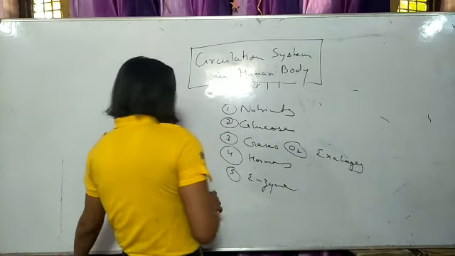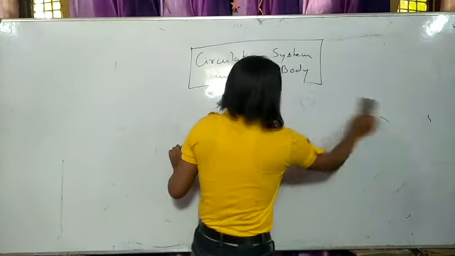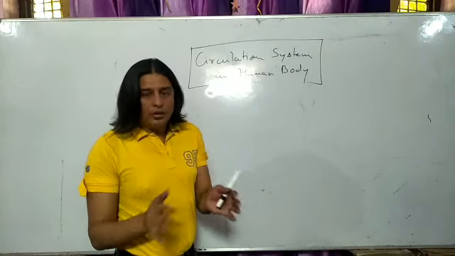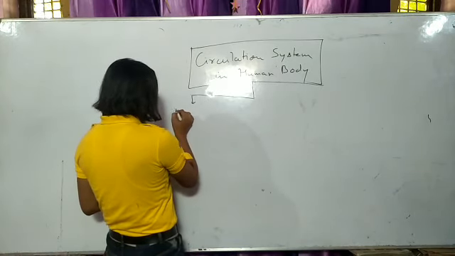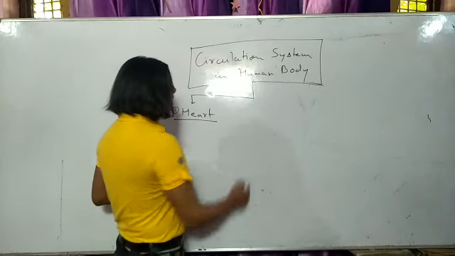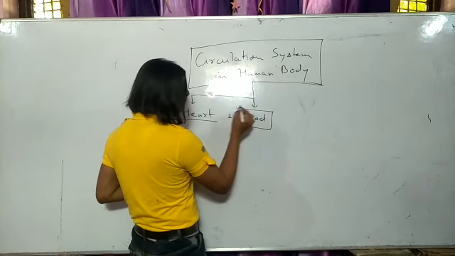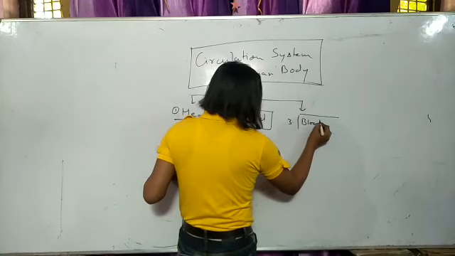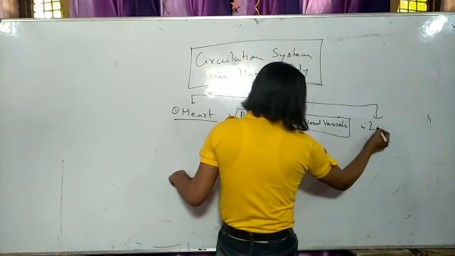So now I am coming to the next point and will tell you, in the human body, which are the main organs which create the human circulatory system. So first of all, the main organ of the circulatory system is the heart. Second, blood. Third, blood vessels. And fourth, lymph.